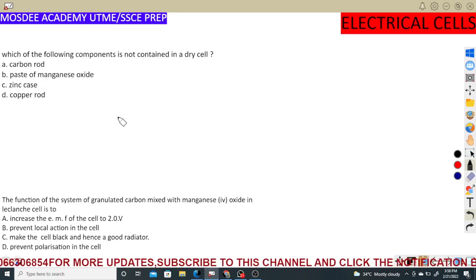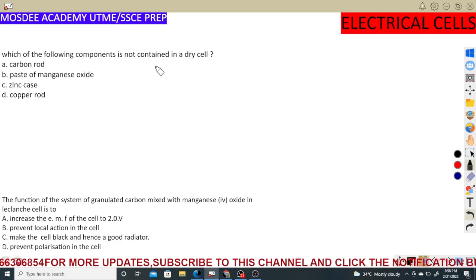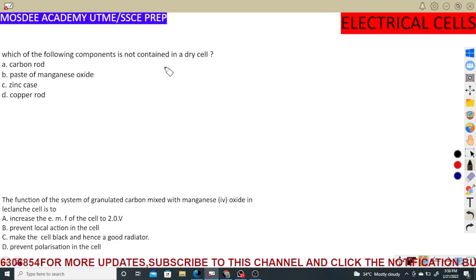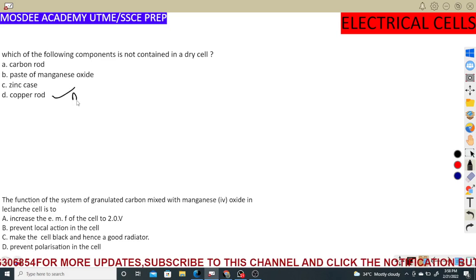The next question says, which of the following? I think this is the same question I answered now. Which we pick copper. So that's the answer to that.